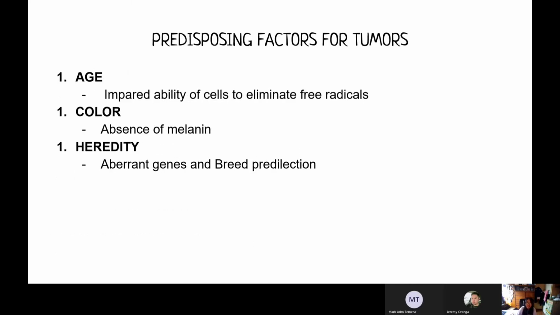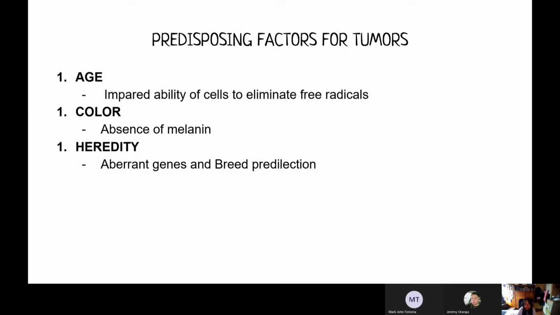Next. Okay, so next we have the predisposing factors for tumors. First we have age. Age is from the impaired ability of cells to eliminate free radicals, so it usually occurs in older animals. The second is color. If you have limited melanin, or your body does not produce melanin, you are more prone to cancer. Why? Because melanin protects us from the UV radiation from the sun.